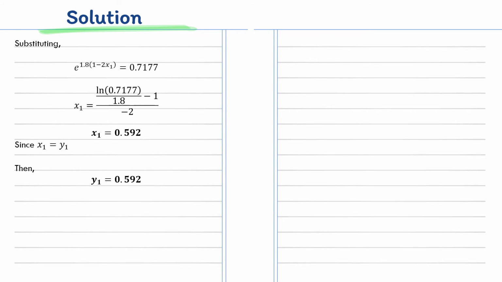So substituting this value in our expression, then simplifying it, we get that x1 is equal to 0.592. Since x sub 1 is equal to y sub 1, then y sub 1 is equal to 0.592 as well.